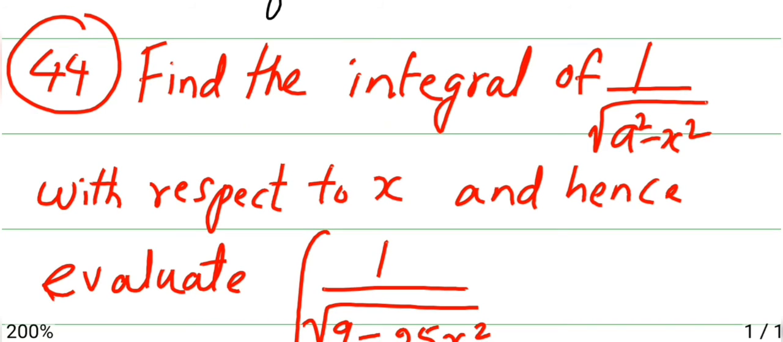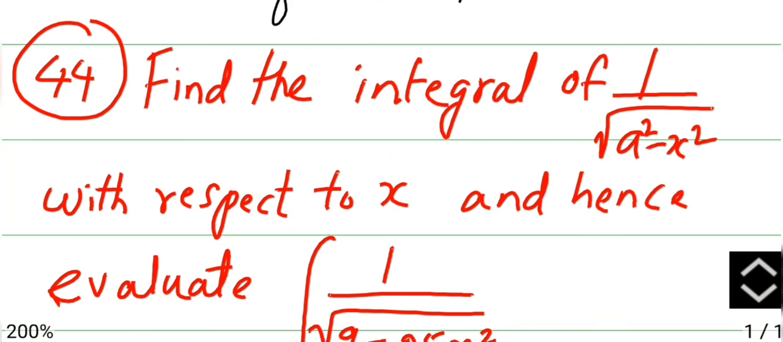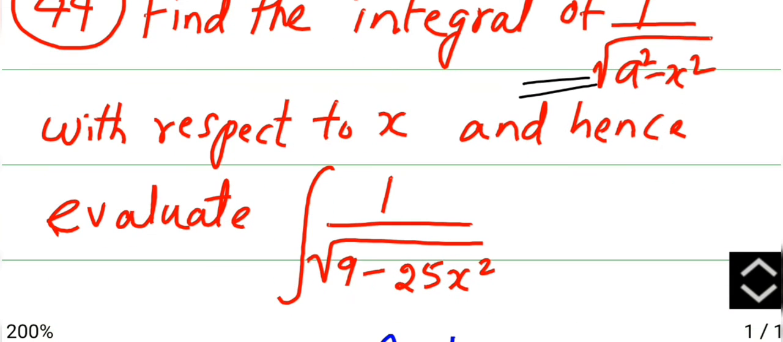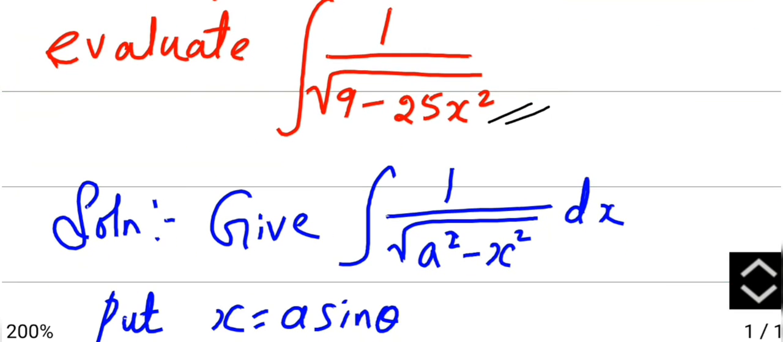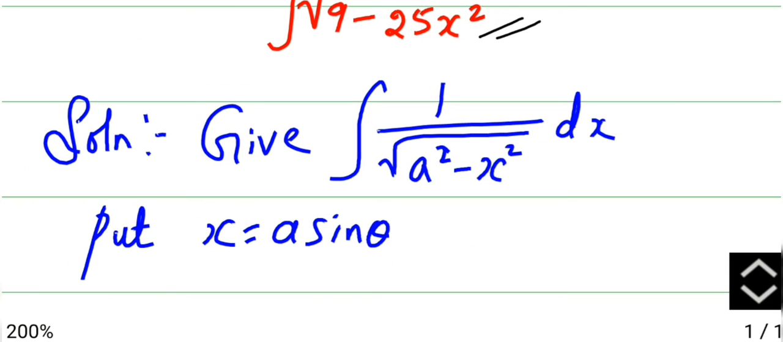Find the integral of 1 by root of a square minus x square with respect to x and hence evaluate. They are asking you to find the property and then, using that property, you are going to solve the problem given. So here it's given 1 by root of a square minus x square dx. Whenever you get constant square minus variable square, you will take x as a sin theta.